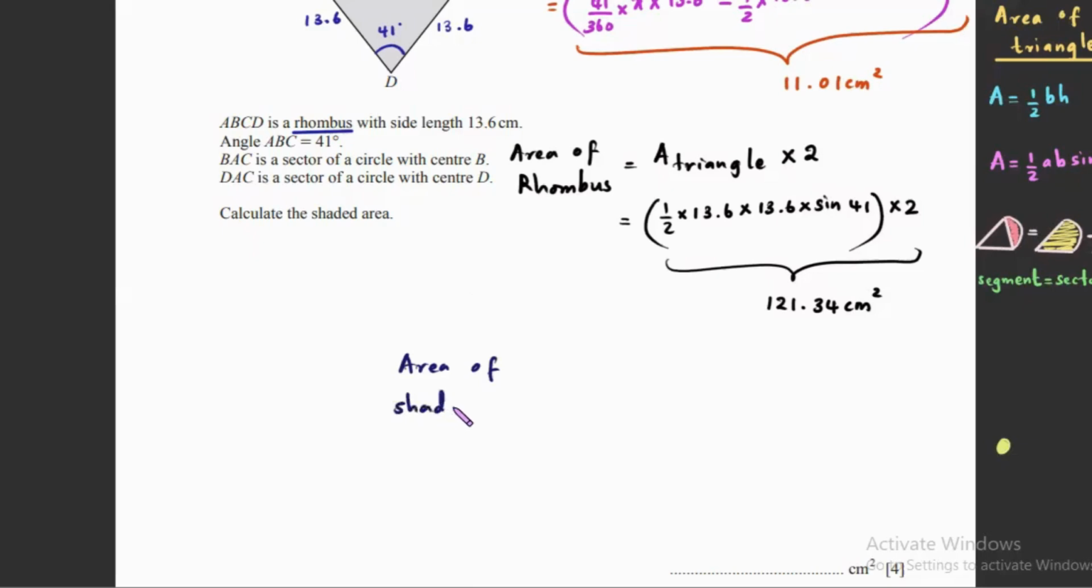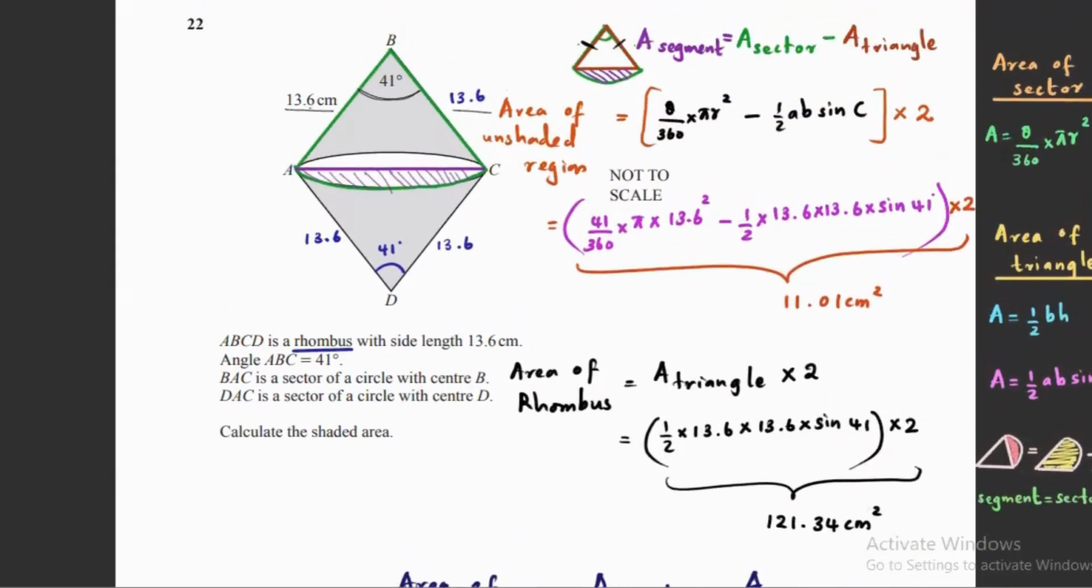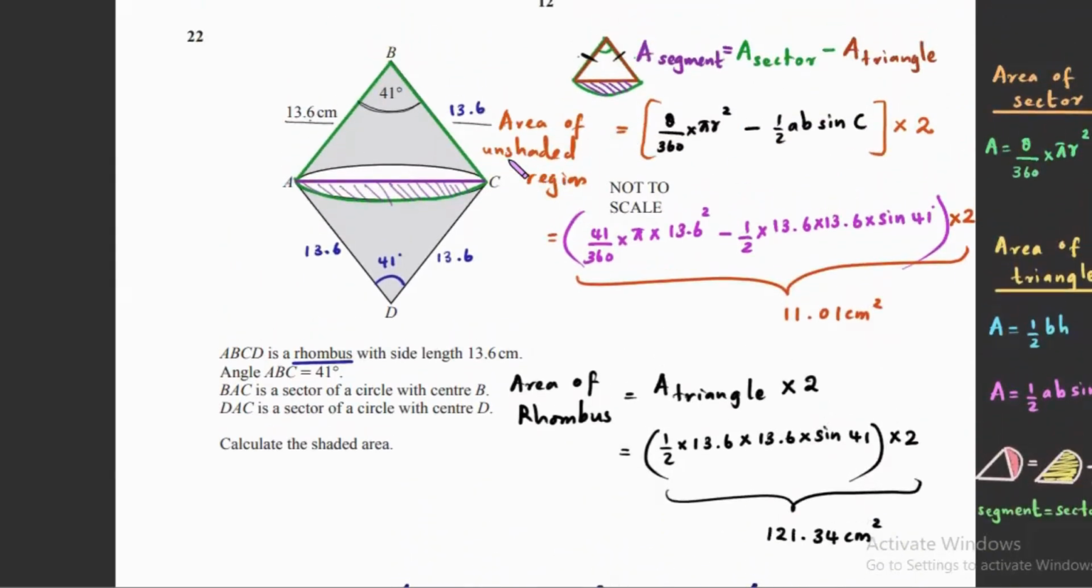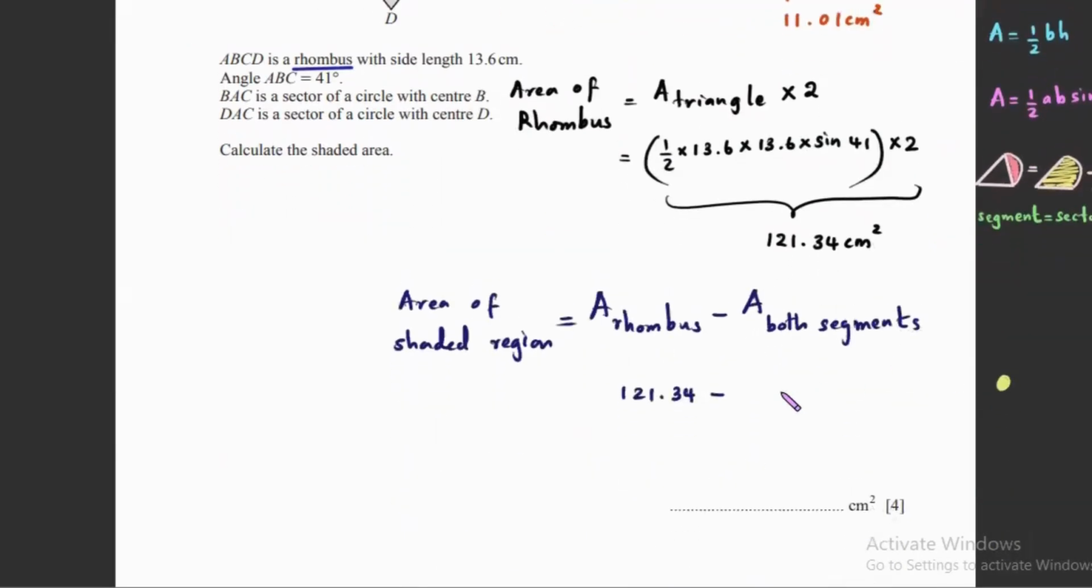So to calculate the area of the shaded region from the area of the rhombus that we found, I need to deduct the area of both segments. I'll write it this way. So now we know the area of the rhombus, which is 121.34 square centimeters. I need to deduct the area of both the segments. The area of both the segments is the same as the unshaded region, which is 11.01. So I'm going to deduct 11.01 from this.